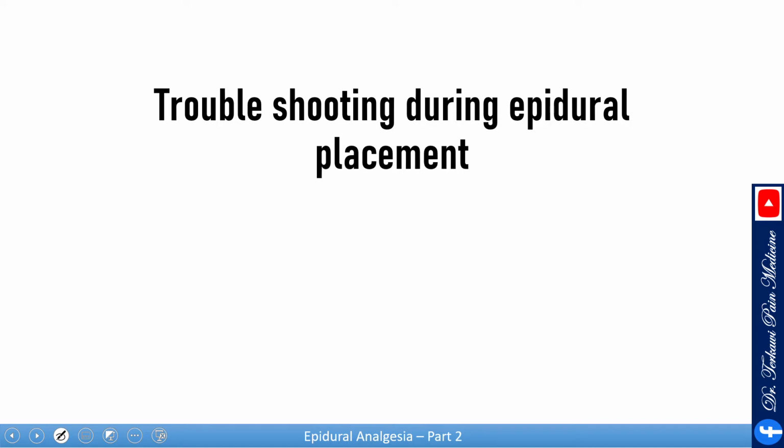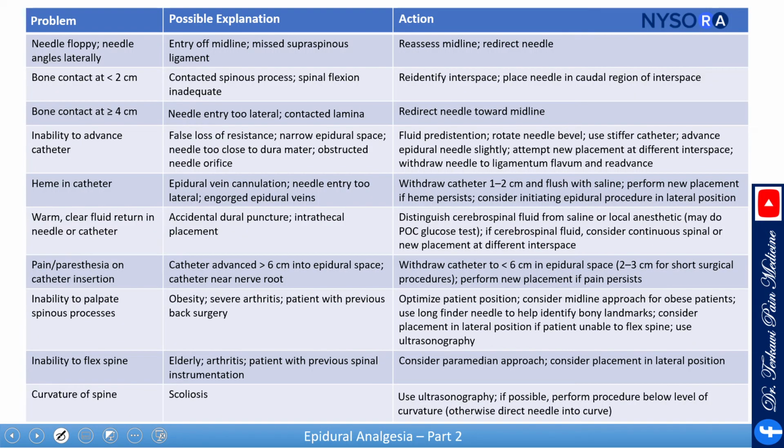Troubleshooting during epidural placement. Now, this table is from the NYSORA article, and I used most of the material from it. It's a great reference, so let's go over them. Needle floppy, needle angled laterally: that means entry off midline or missed supraspinous ligament. So what you need to do is reassess midline, redirect needle. Bone contact at 2 centimeters.